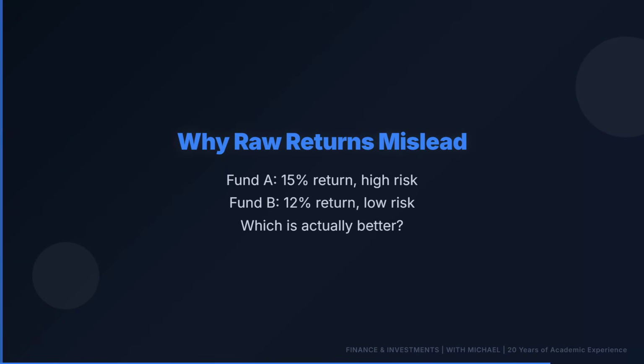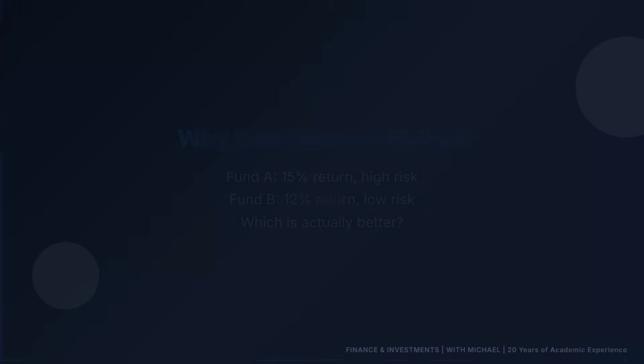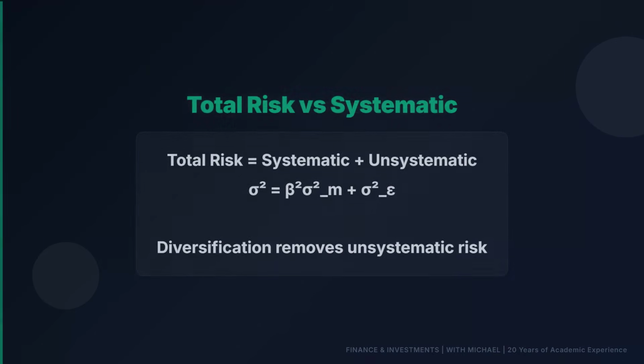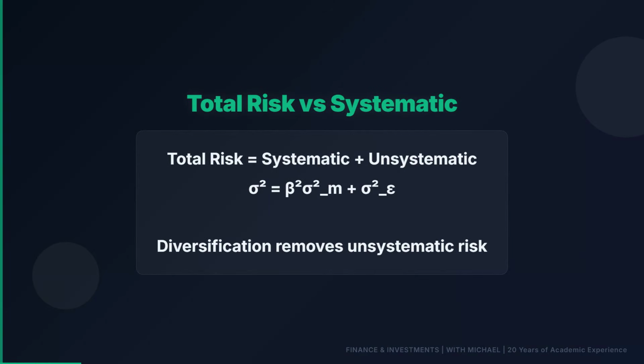Before we can calculate Sharpe and Treynor, we need three fundamental risk concepts: variance, standard deviation, and beta. Variance measures how spread out the returns of a security are around their average. A high variance means the returns swing wildly from period to period. A low variance means they are stable and predictable. Standard deviation is simply the square root of variance. It is expressed in the same units as return, which makes it easier to interpret. For example, if a stock has an expected return of 10% and a standard deviation of 4%, you can say that in a typical year, the return will likely fall somewhere between 6 and 14%.